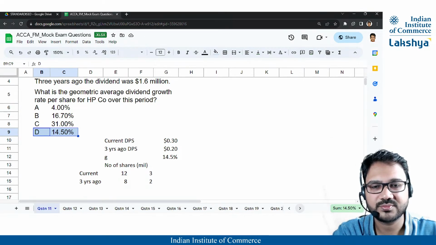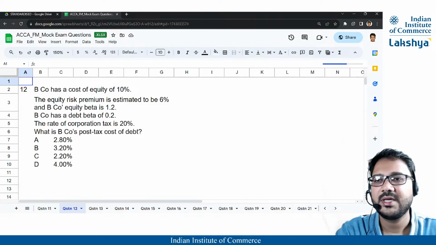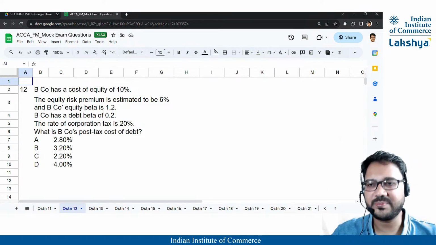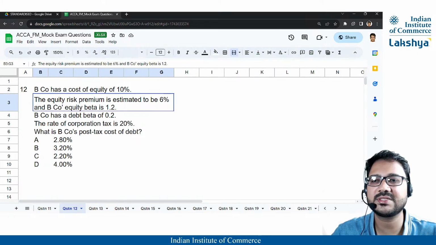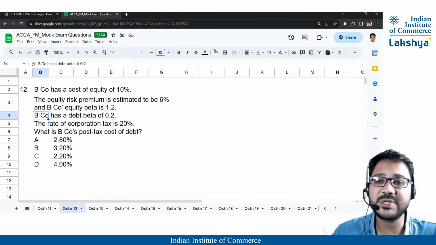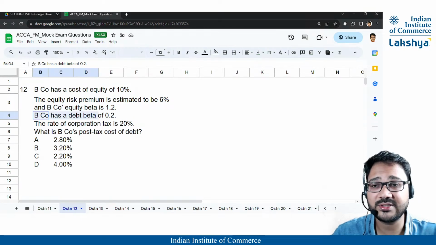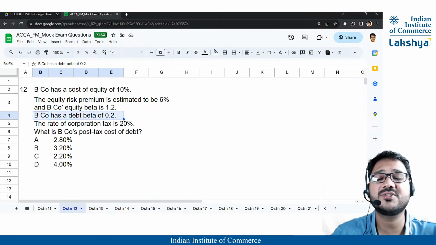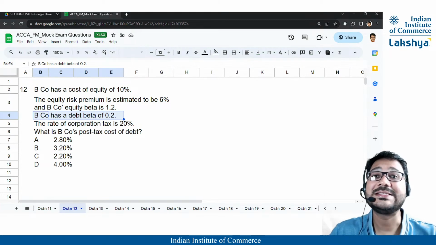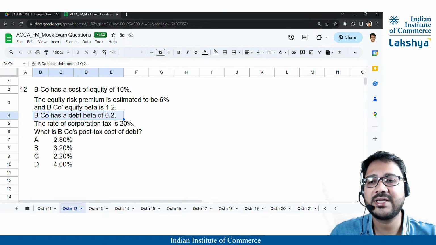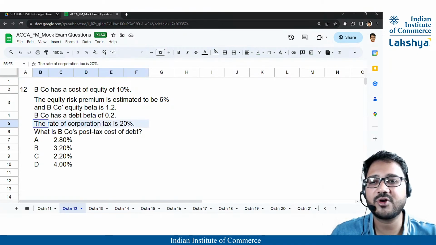Now moving on. Next question. B company has a cost of equity of 10%. The equity risk premium is estimated to be 6%, and B's equity beta is 1.2. B company has a debt beta of 0.02. Now, this is one interesting statement because normally we assume a debt beta to be zero. We assume debt to be risk-free. Anyway, the rate of corporate tax is 20%. What is B company's post-tax cost of debt?